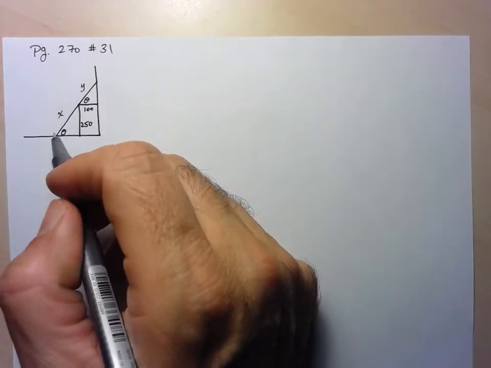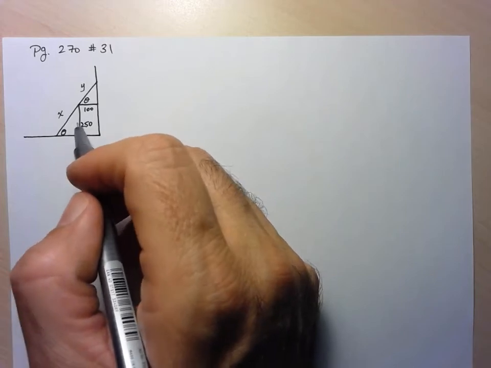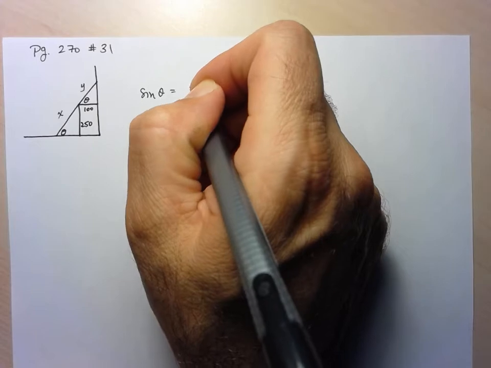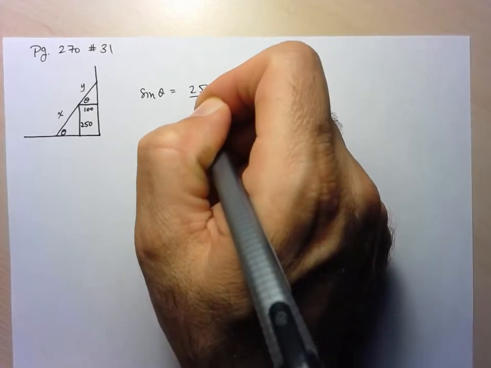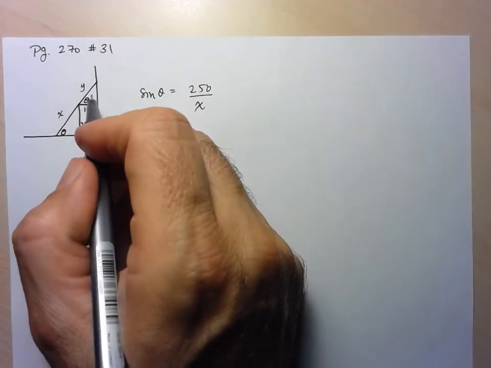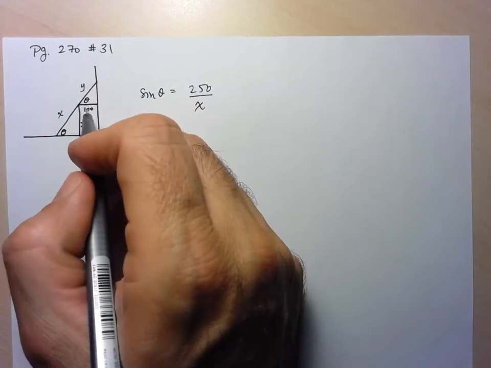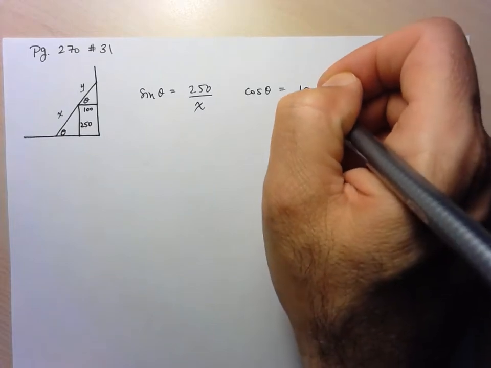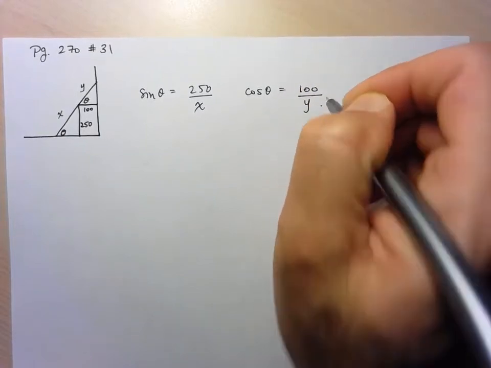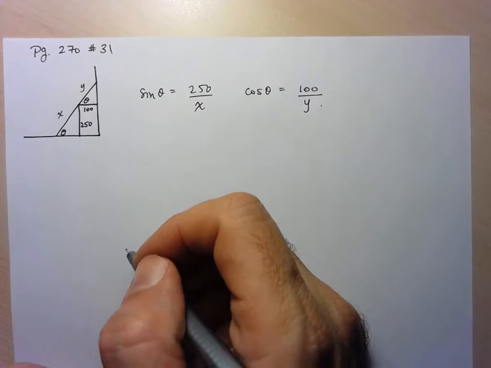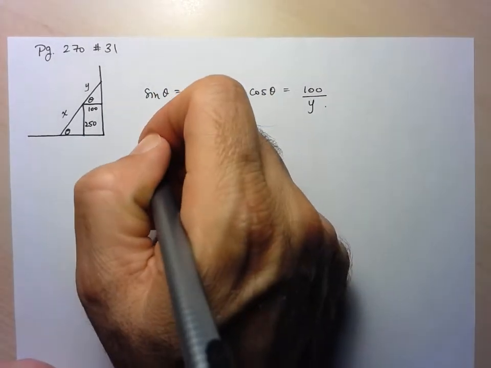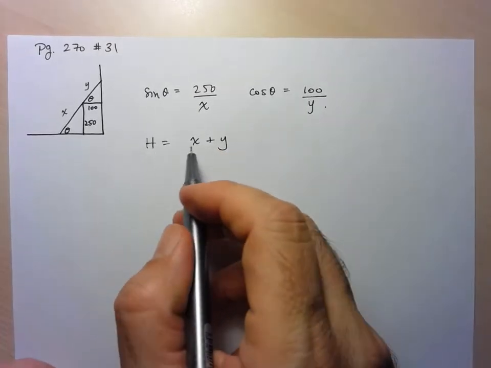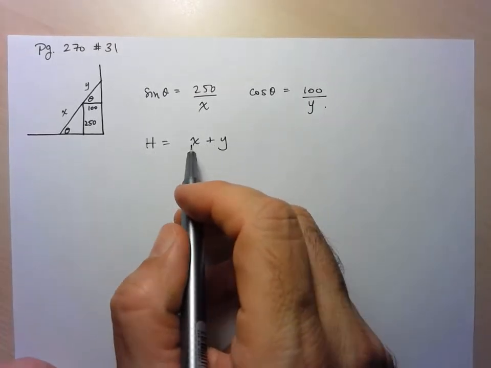Here in this left-hand triangle, I see that I can work with sine. So I have that sine of theta is equal to opposite 250 over hypotenuse, which is x. And in this right-hand triangle, I can work with cosine. So cosine of theta is going to be equal to adjacent 100 over hypotenuse, which is y. And our equation or our function for the height of the ladder is just going to be x plus y.